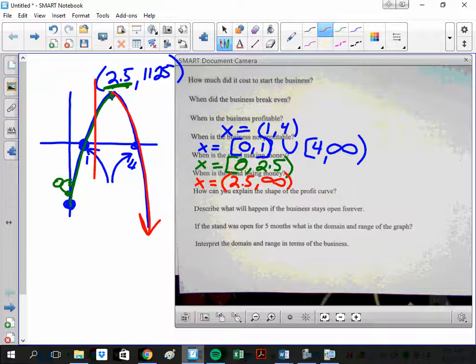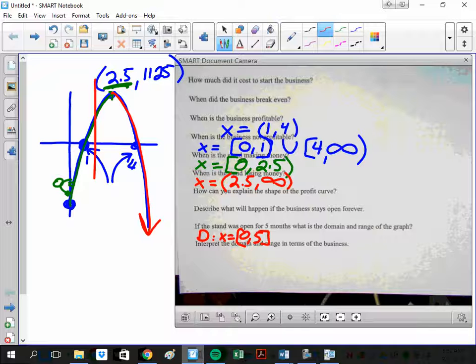Okay, so if the stand was open for 5 months, what would the domain be? Which x values exist if the stand is only open for 5 months? From 0 to 5. 0 is when we started, and we cut it off at 5. So the domain would be x equals 0 to 5. Would those be parentheses or brackets? Is the stand open at 0? Is it open at 5? Yes, so they're both brackets.